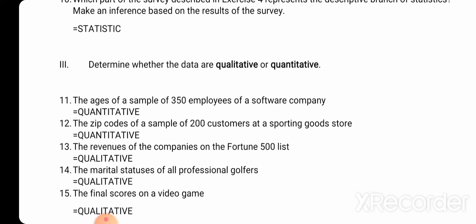So my answer is quantitative because it is defining the number of employees. And on number 2, the zip codes of a sample of 200 customers at a sporting goods store. So they are defining the zip code, and I think that is quantitative.